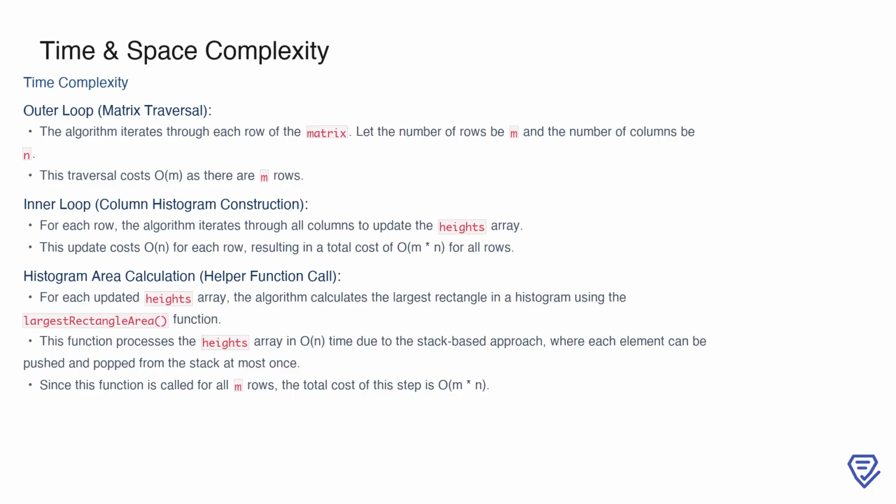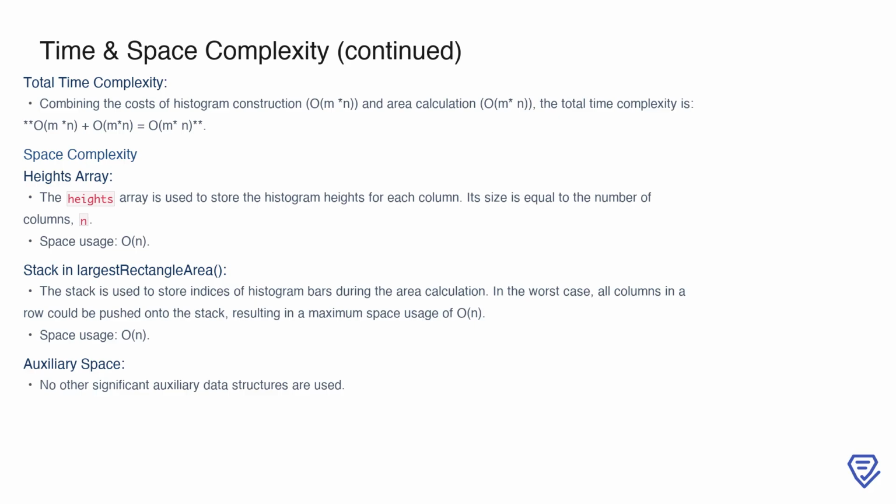After updating the heights array for a row, we calculate the largest rectangle in the histogram using the largest rectangle area function. This function uses a stack-based approach to process the heights array in n time for each row. Since it is called for all m rows, the total cost for this step is also m*n. Now, combining the time complexities of the histogram construction and the area calculation, we get a total time complexity of m*n plus m*n, which simplifies to m*n.